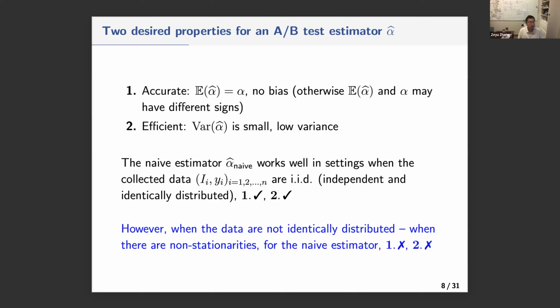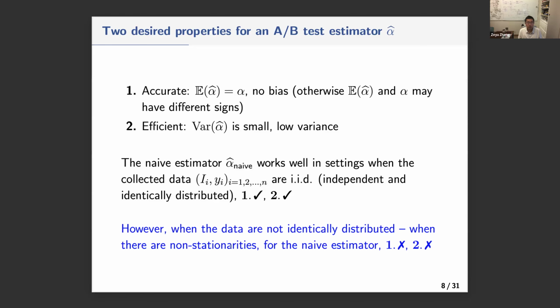However, one point of this presentation is that if the data are not identically distributed, well, of course, there can be different ways of causing this not identically distributed situation. But in particular, if it's caused by non-stationarities, for the naive estimator, neither of these properties will be guaranteed to hold.